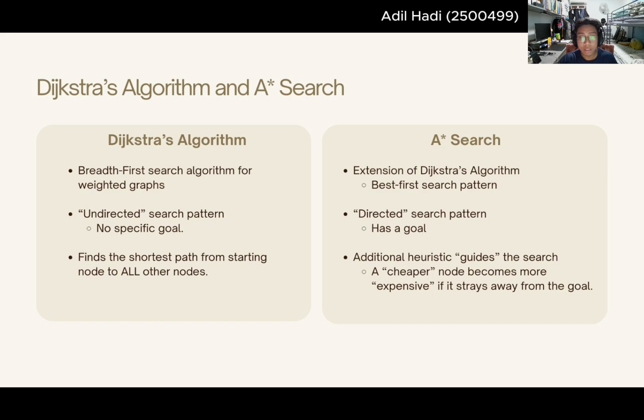At a high level, Dijkstra is a greedy breadth-first search algorithm for weighted graphs that operates without a defined goal, computing the shortest path from the source to all nodes. A-star extends Dijkstra by introducing a heuristic function, shifting it to a best first directed search. This heuristic penalizes nodes that deviate from the goal, making A-star significantly more targeted and efficient when a specific destination is known.